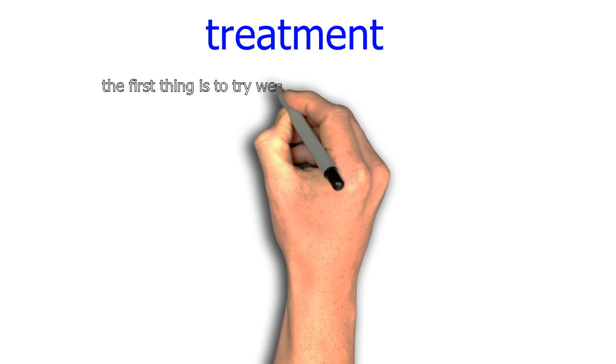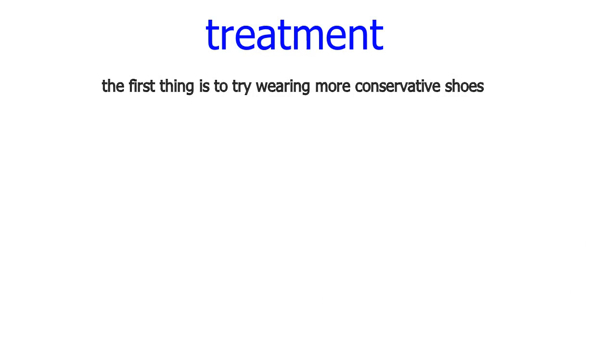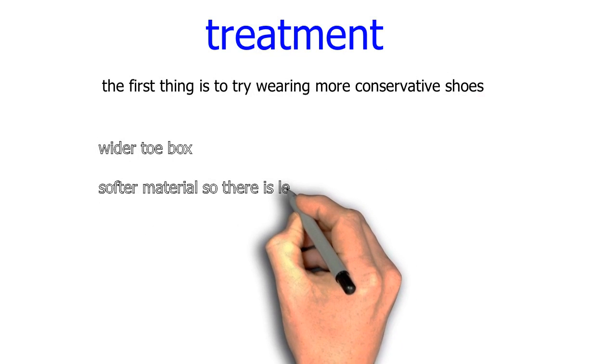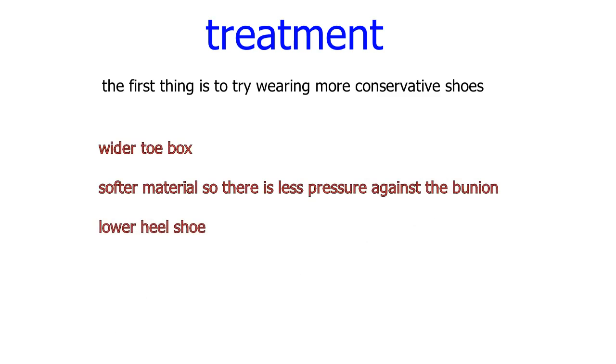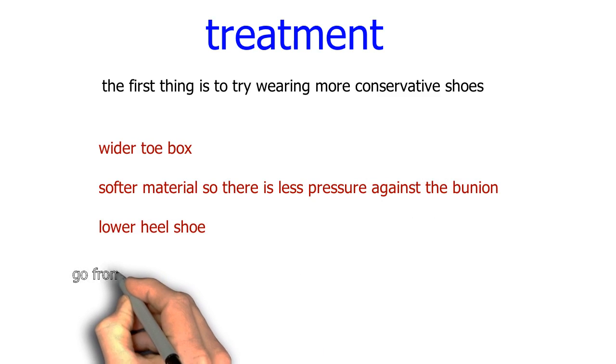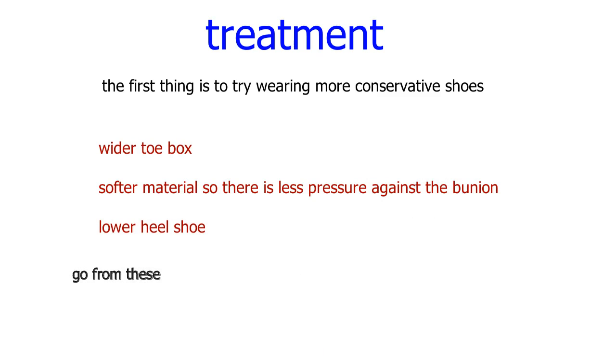Treatment of bunions. The first thing is to try wearing more conservative shoes. Wider toe box, softer material so there's less pressure against the bunion, and of course a lower heel shoe.